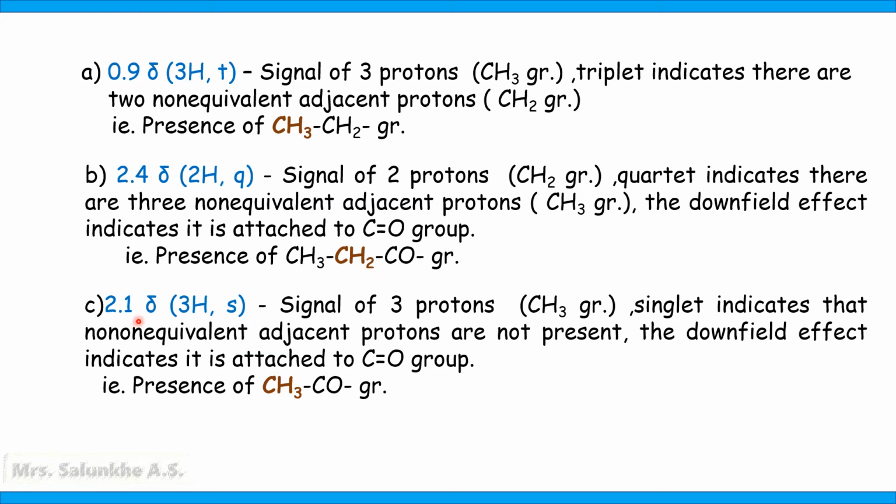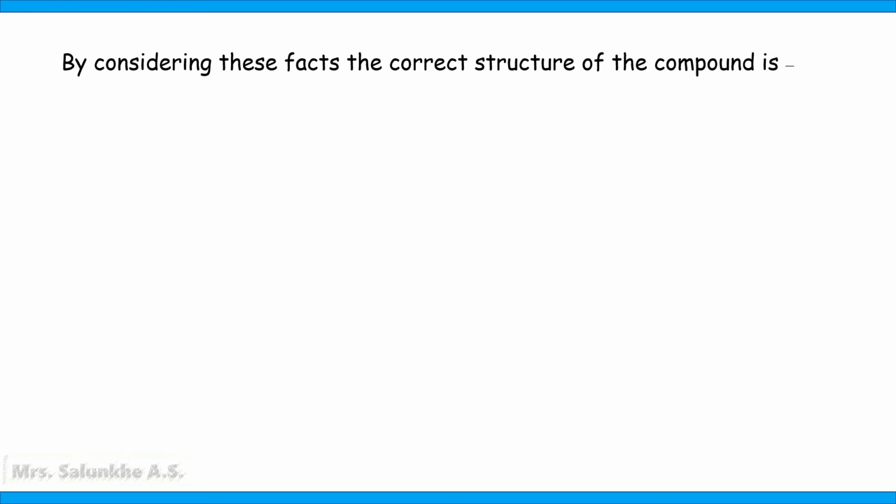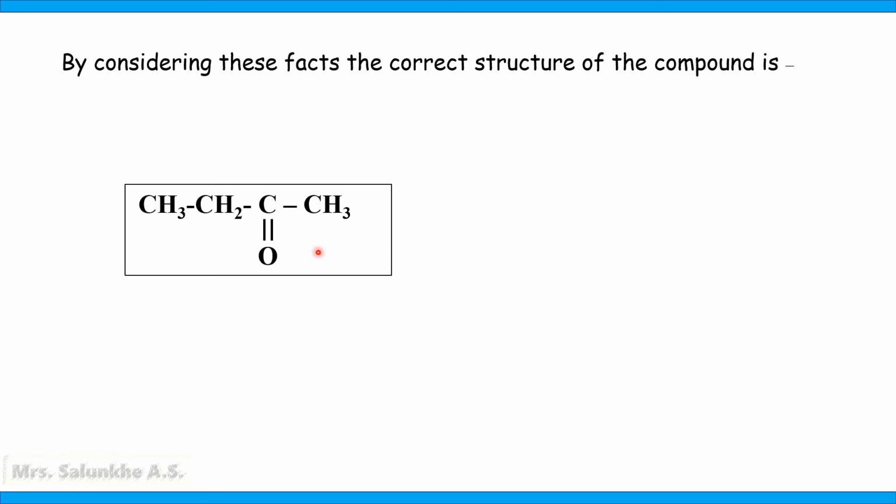Then such a skeleton is present in the molecule. The third signal is 2.1 3H singlet. This is the signal of 3 protons, that is a methyl group. Singlet indicates that there is no non-equivalent adjacent proton, and the downfield effect indicates that it is attached to the carbonyl group. Therefore, the CH3CO group is present. It gives a singlet as there is no hydrogen atom on the adjacent carbon atom. By considering these facts, the correct structure of the compound is like this.